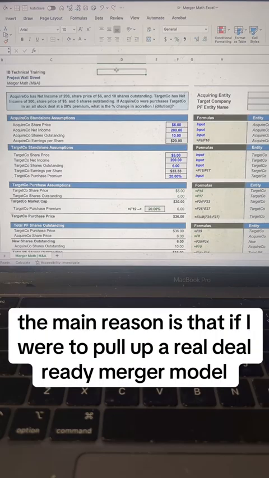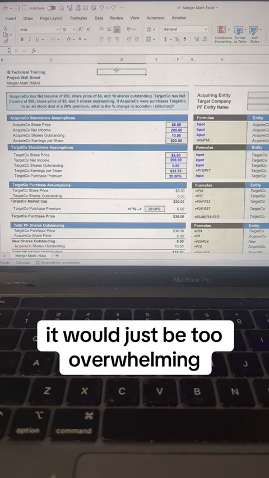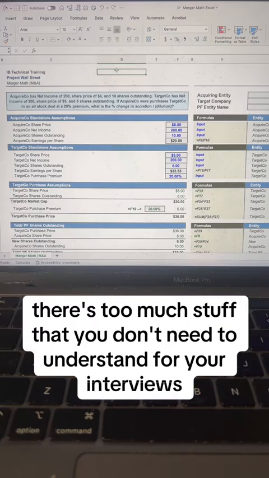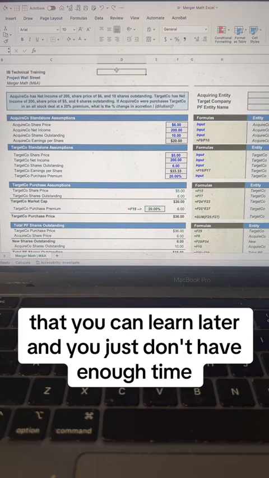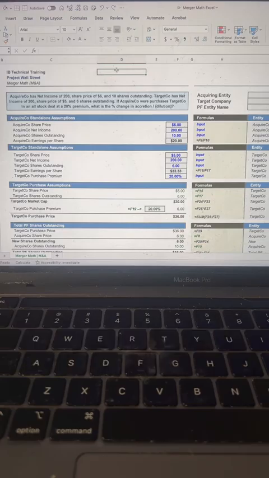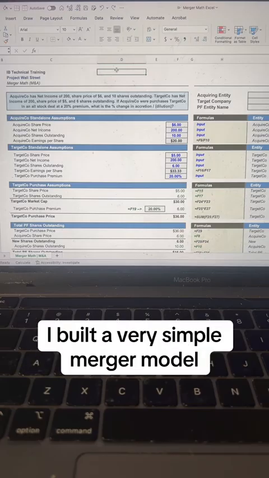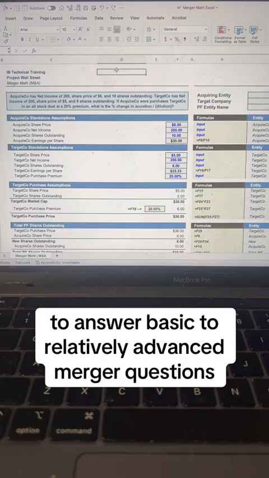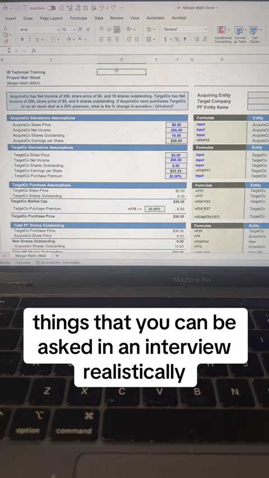The main reason is that if I were to pull up a real deal-ready merger model, it would just be too overwhelming. There's too much stuff that you don't need to understand for your interviews that you can learn later, and you just don't have enough time, and it's not a good place for a beginner to start. So what I did is I built a very simple merger model to answer basic to relatively advanced merger questions, things that you can be asked in an interview realistically.